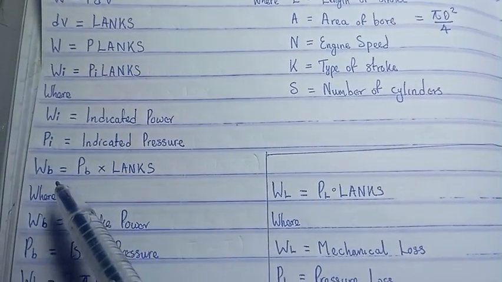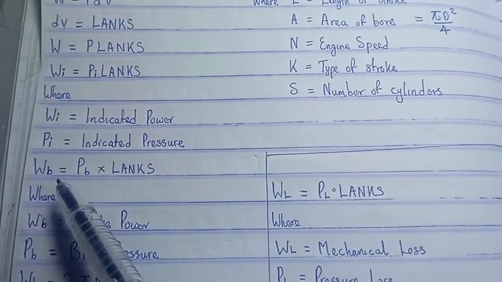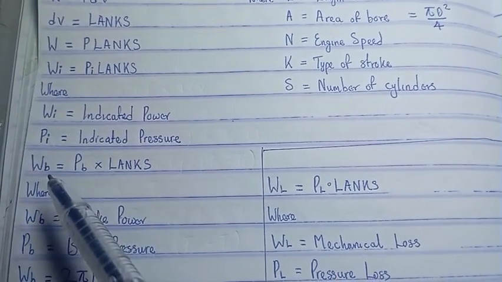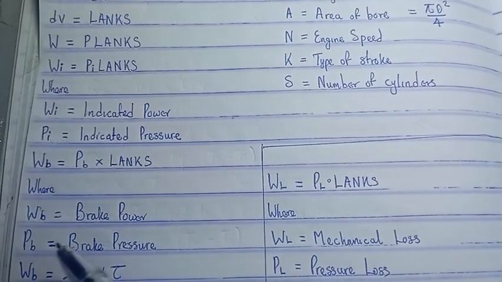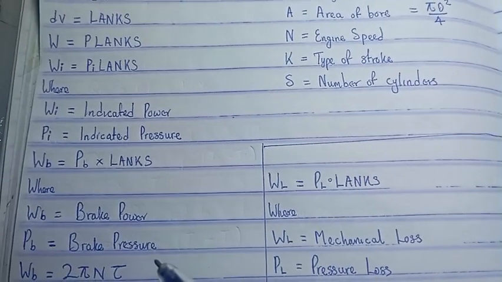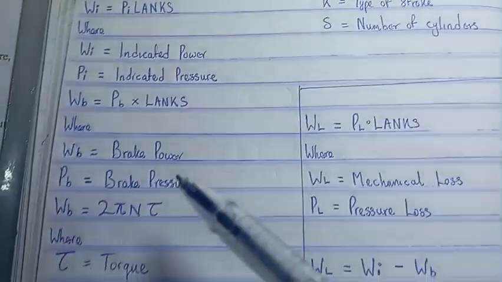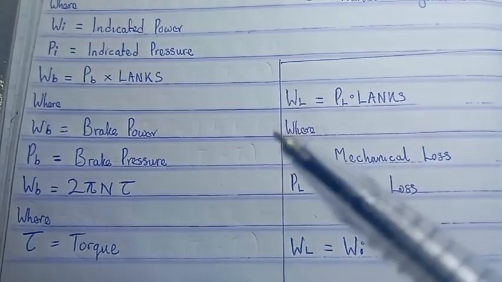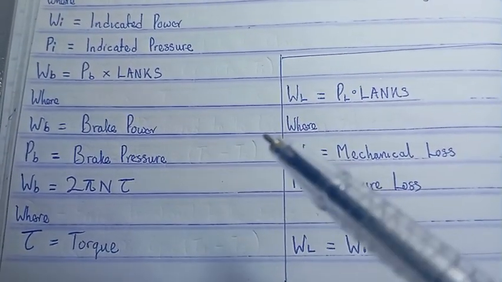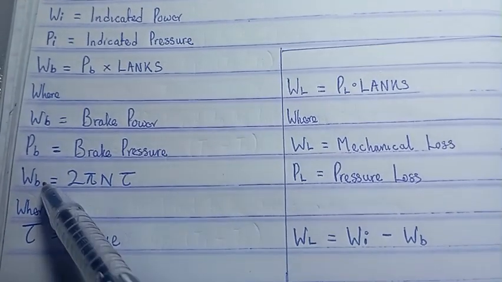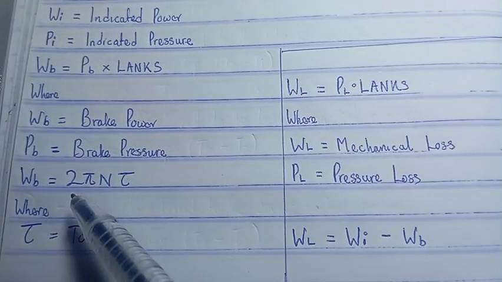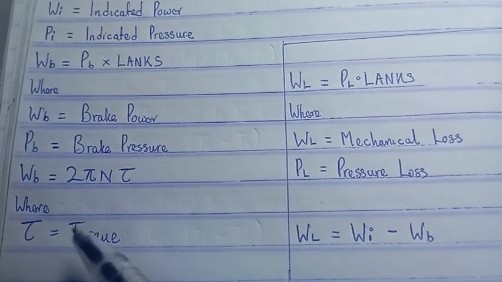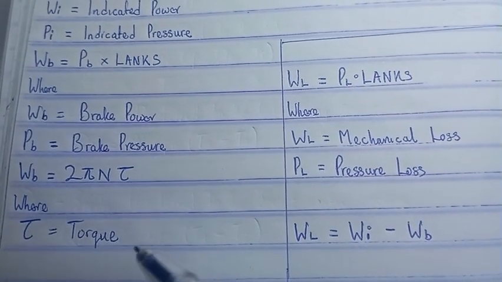Now we have brake power. Brake power, which is Wb, is equal to Pb times length, where Wb is brake power and Pb is brake pressure. Now brake power also has another formula where your length isn't given, but you are given the torque of your engine. That is Wb is equal to 2 pi N T. This T represents torque.